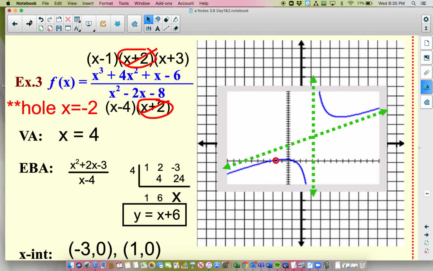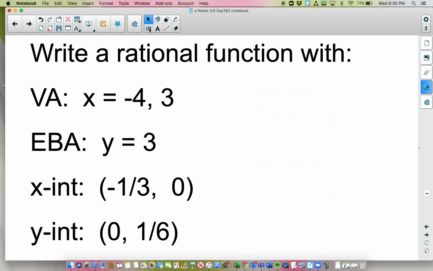So last example, just kind of a fun one, seeing if you can work it backwards. So given all these pieces on a rational graph, could you actually write the rational function? So you know you have two vertical asymptotes, you have an end behavior asymptote at y equals 3, x-intercept at -1/3, and a y-intercept at 1/6.